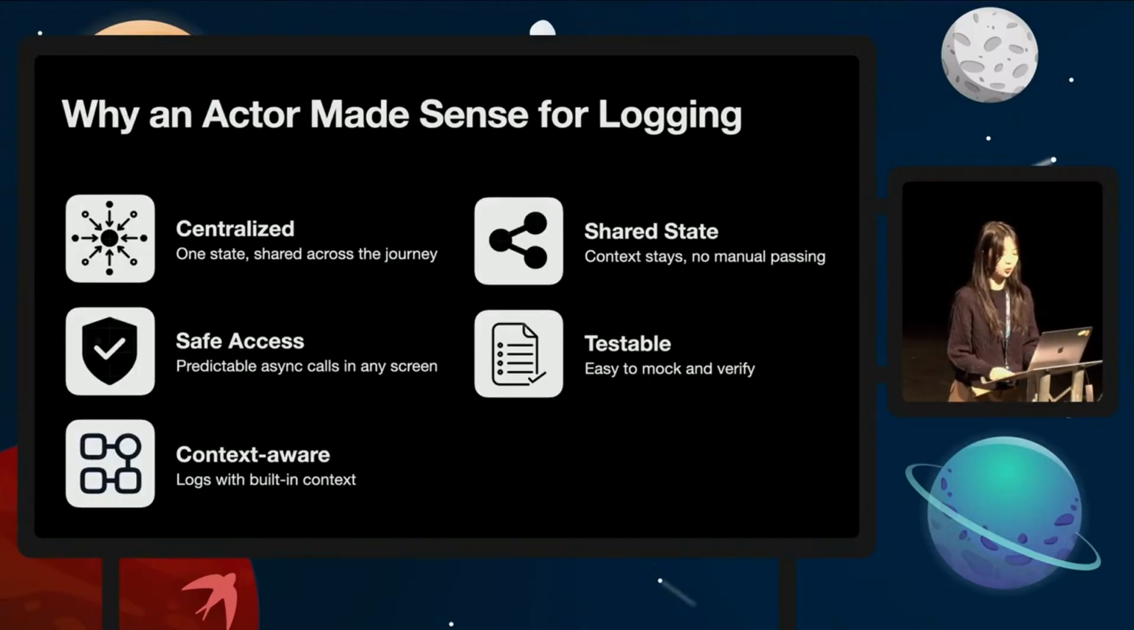An actor gave me one central place to hold state across the user journey. Every view model or screen could log safely, asynchronously, without worrying about threading. I didn't need to pass context through navigation anymore. The actor already knew it. And that made the logs consistent, context-aware, and way easier to reason about. And the best part is, it's straightforward to test and mock because it's just one component with a clear boundary.